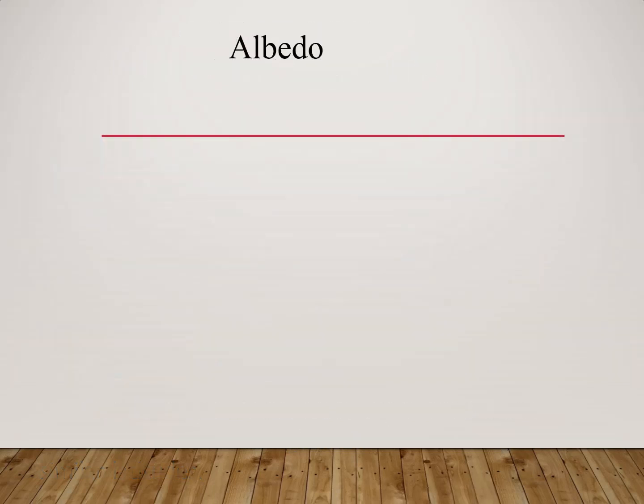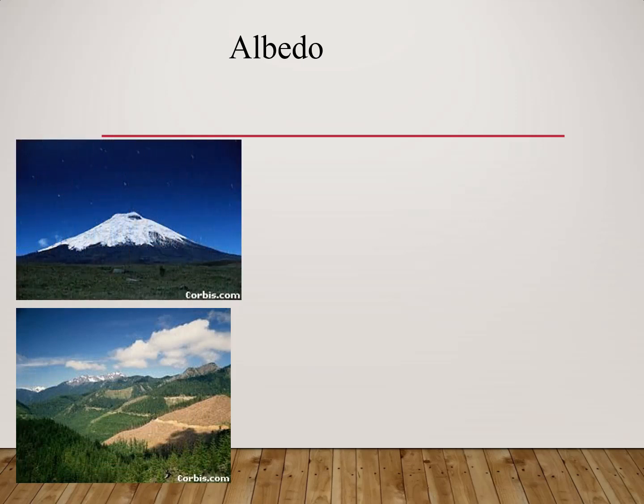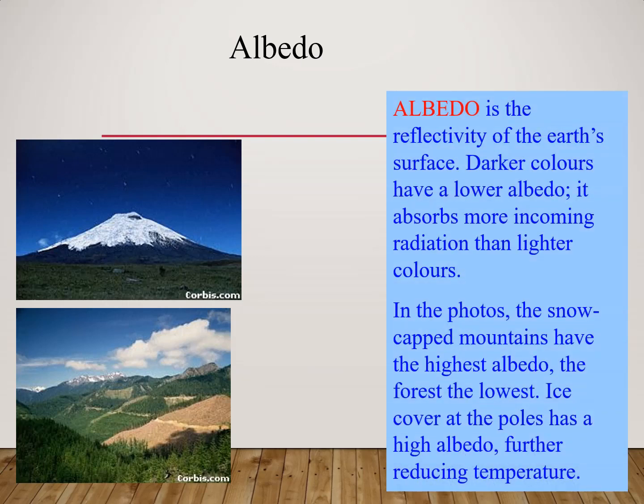Another factor responsible for the amount of insolation absorbed by the Earth's surface is albedo. If you look at this picture, this appears to be a forest area, a lot of greenery, dark colors, whereas this place which is shown is covered with snow, probably light in color. So albedo is the reflectivity of the Earth's surface, how good the Earth's surface can reflect the incoming solar radiation. Darker colors have a lower albedo, so they can absorb more incoming solar radiation than lighter colors.